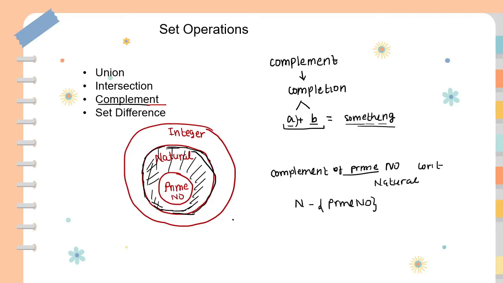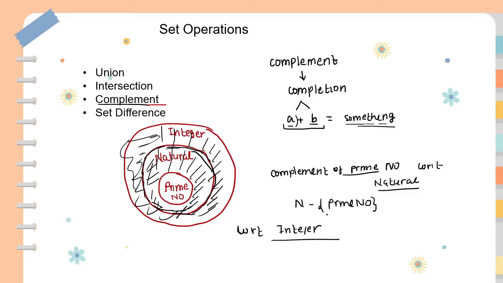So if we are interested in finding the complement of prime number with respect to integer, then this whole portion will also be included in the complement of prime number. So the complement of prime number will be integer minus prime number.